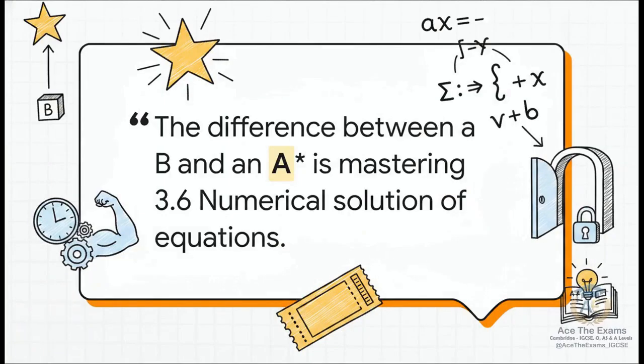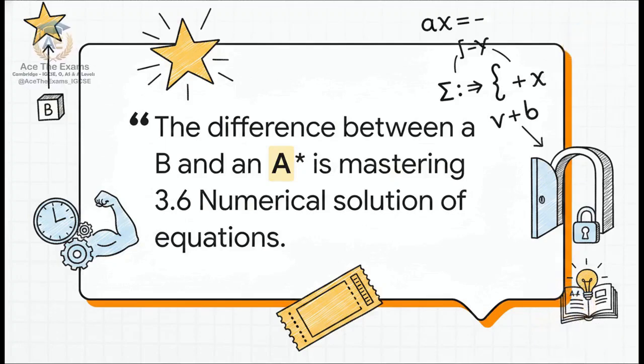To really set the stage for why this matters, I want to share something eye-opening. A senior examiner recently noted that the difference between a B and an A star in mathematics often comes down to how well you understand 3.6, numerical solution of equations. Think about that for a second. This single topic, which, by the way, shares deep foundational concepts with topic 2.6 and some syllabus variations, is essentially a gatekeeper. It is standing between you and the top grades.